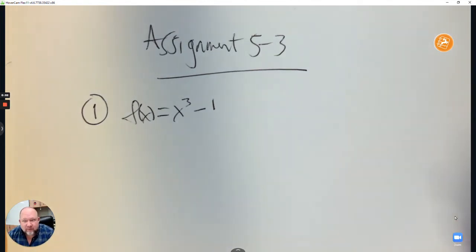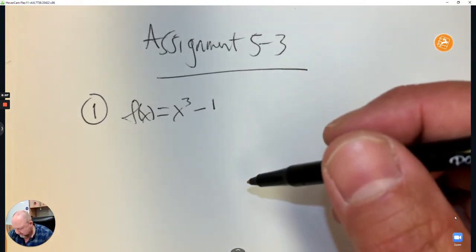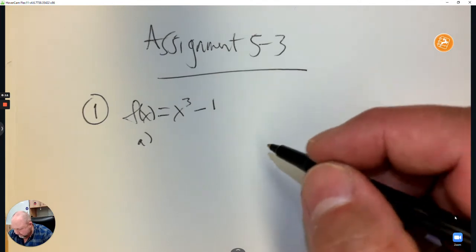All right, assignment 5.3, question number 1. This assignment has to do with inverses and how it connects also to calculus. So first is some pre-cal. Can you find the inverse of f at x? That's what g at x is.